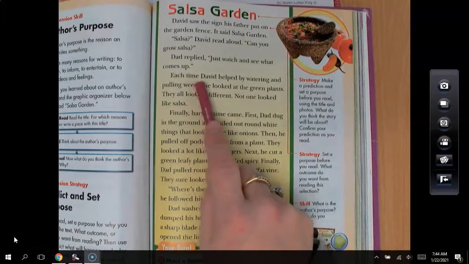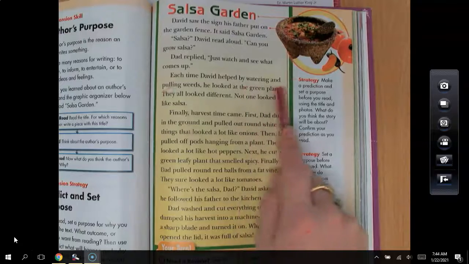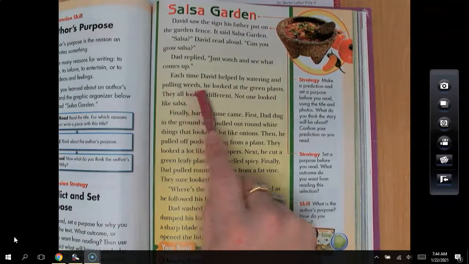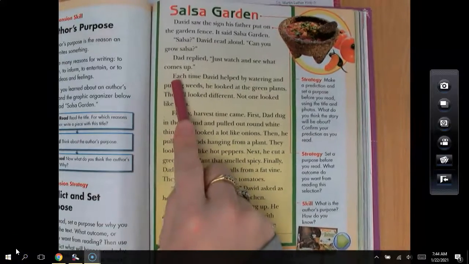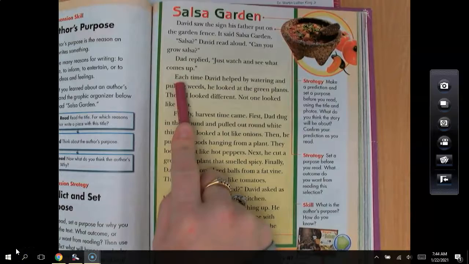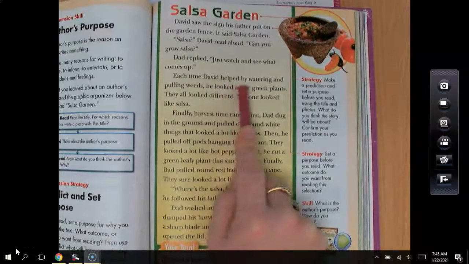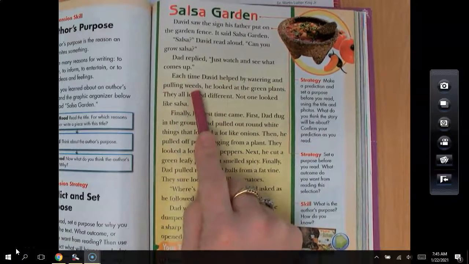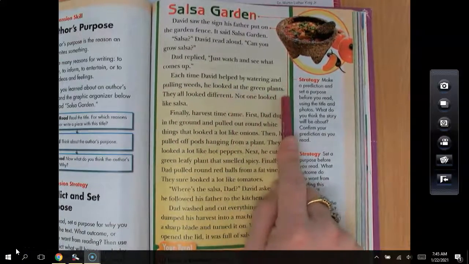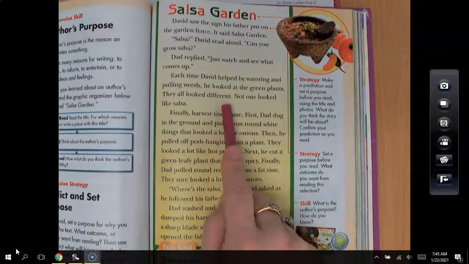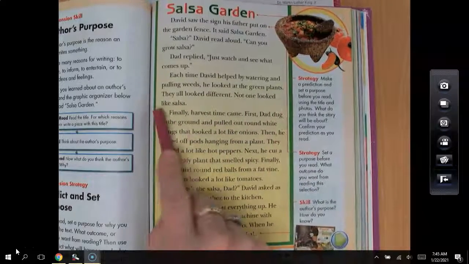Each time, David helped by watering and pulling weeds. He looked at the green plants. I have to pause for a minute, boys and girls. My light's off. Okay, I'm going to start at this paragraph again. I apologize. Each time David helped by watering and pulling weeds. He looked at the green plants. They all looked different. Not one looked like salsa.